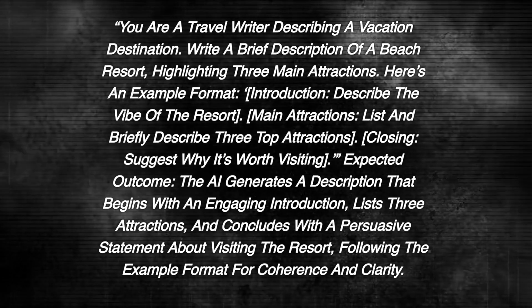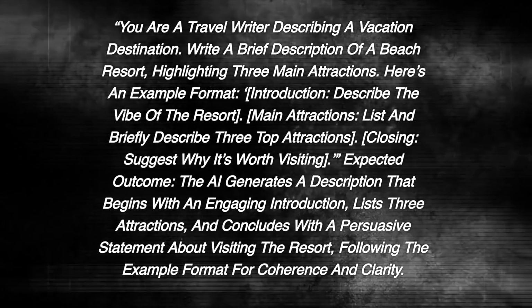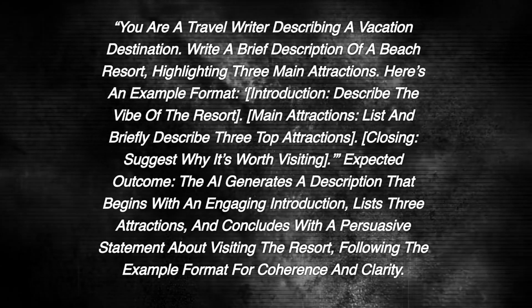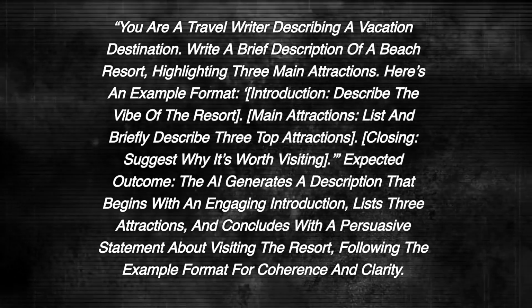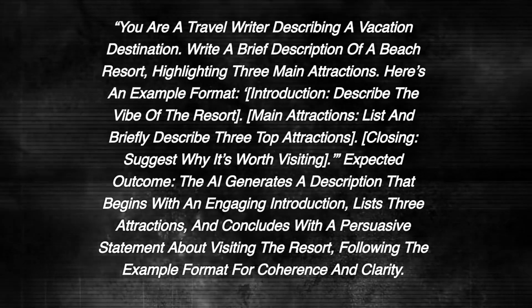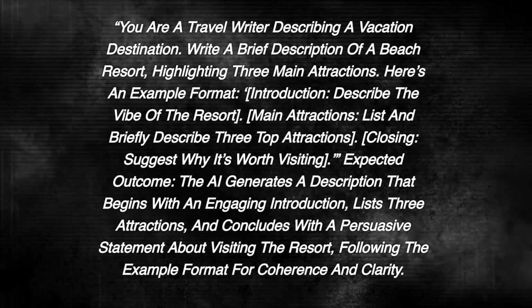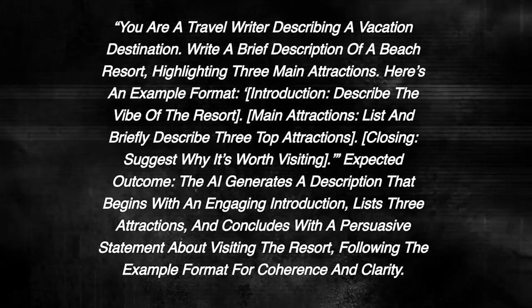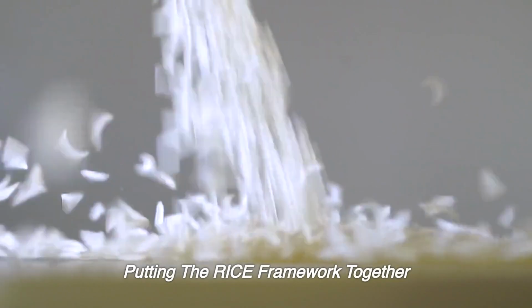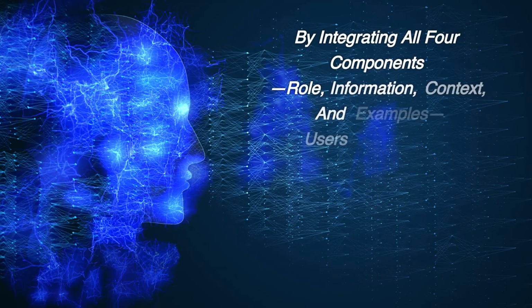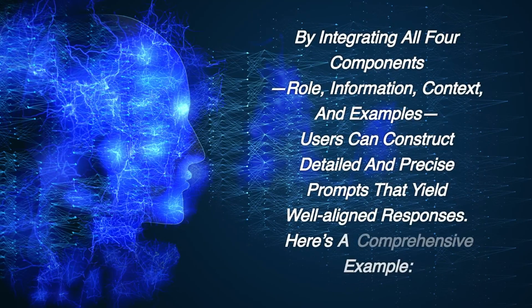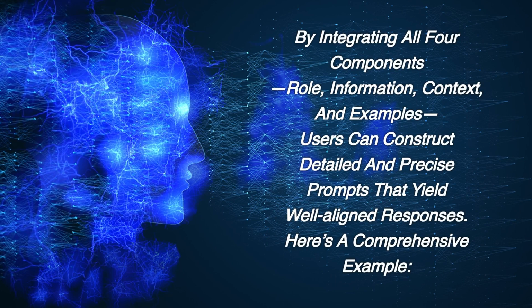Expected outcome: the AI generates a description that begins with an engaging introduction, lists 3 attractions, and concludes with a persuasive statement about visiting the resort, following the example format for coherence and clarity. Putting the RICE framework together: by integrating all 4 components, role, information, context, and examples, users can construct detailed and precise prompts that yield well-aligned responses. Here's a comprehensive example.